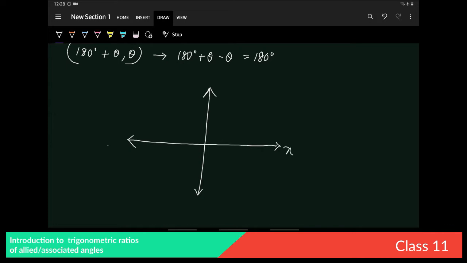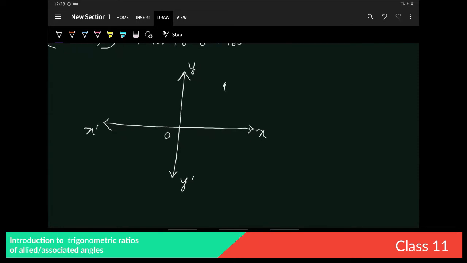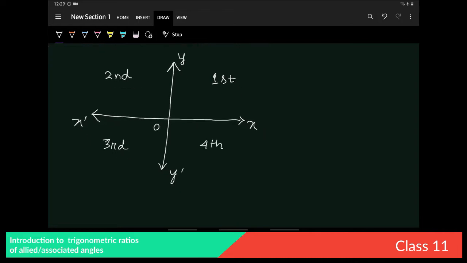This is x, this is x prime, this is y, this is y prime, and this is origin. Okay, so we know that there are four quadrants. It is the first quadrant, it is the second quadrant, it is the third quadrant, and it is the fourth quadrant. So in sign convention, it says that in first quadrant, we already know that all trigonometric ratios are positive.